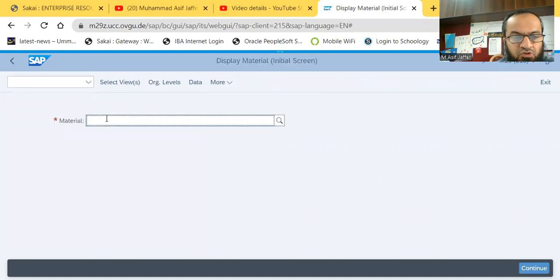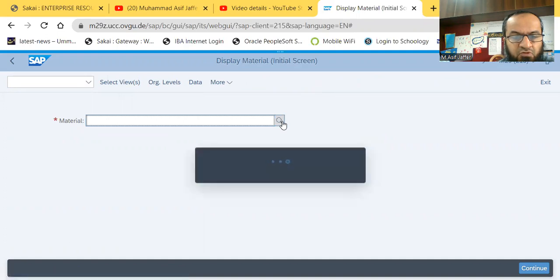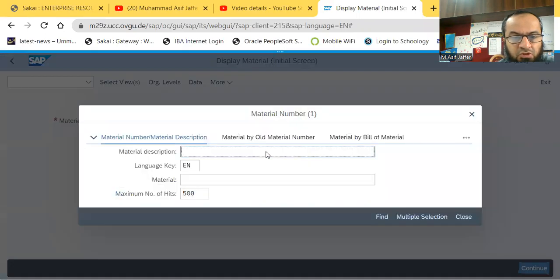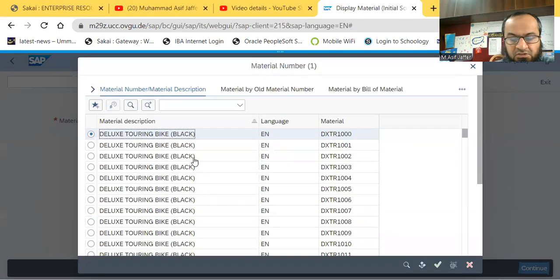When we call this T code, the system asks us for the material code. We can look for the material code by clicking this icon or using F4 if we don't have the material code. For example, if I want to search for bike and black, I just find it. So these are the master records available for the black bike.